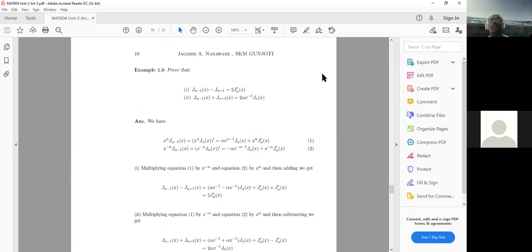So what we have to prove here? Actually, this is a relation between the Bessel functions of different order, right? So the Bessel function of order alpha minus 1 and Bessel function of order alpha plus 1. If you take the difference of these two, that is the same as 2 times the derivative of J alpha, that is the derivative of the Bessel function of order alpha. And instead of the difference, if you take the addition of the Bessel functions of order alpha minus 1 and alpha plus 1, this is the same as 2 times alpha into x to the power minus 1 times the Bessel function of order alpha.